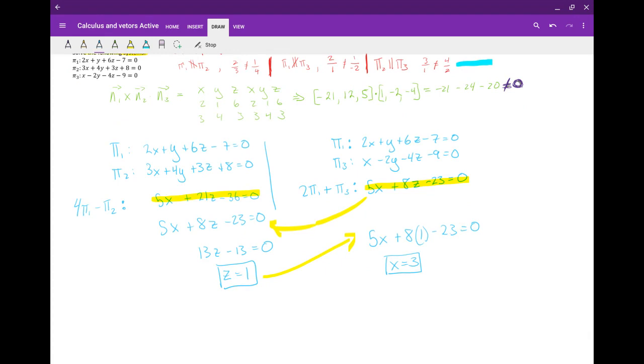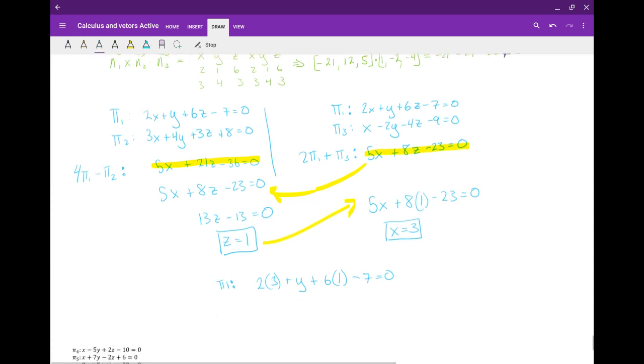Spectacular. And now, lastly, I'm going to find my y, which I eliminated, remember, at the very, very beginning. So I'm going to go back and get plane 3, or maybe I'll get plane 1. I'm going to get plane 1, which is 2x. Oops, but x is not 1, x is 3. Plus y plus 6z, z is 1, minus 7 equals 0. This is plane 1, by the way. And there, I should be able to determine my y value, okay?